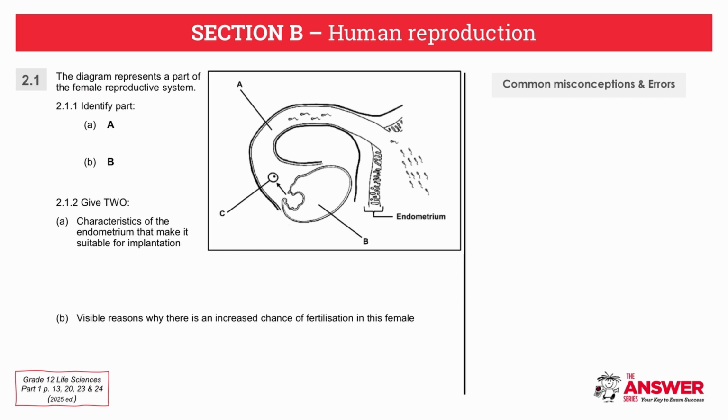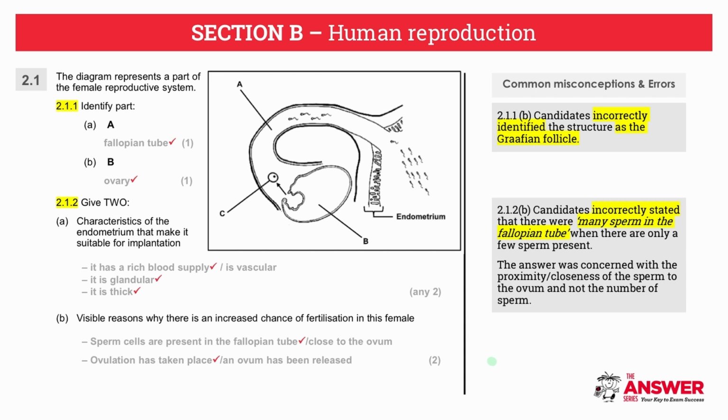Moving on to Section B with question 2.1 on the female reproductive system. Question 2.1: identify part A, which is this fallopian tube that runs from the uterus to the ovary, which is then B, this structure here. The diagnostic report mentions that candidates incorrectly identified this structure, namely the ovary, as a Graafian follicle.